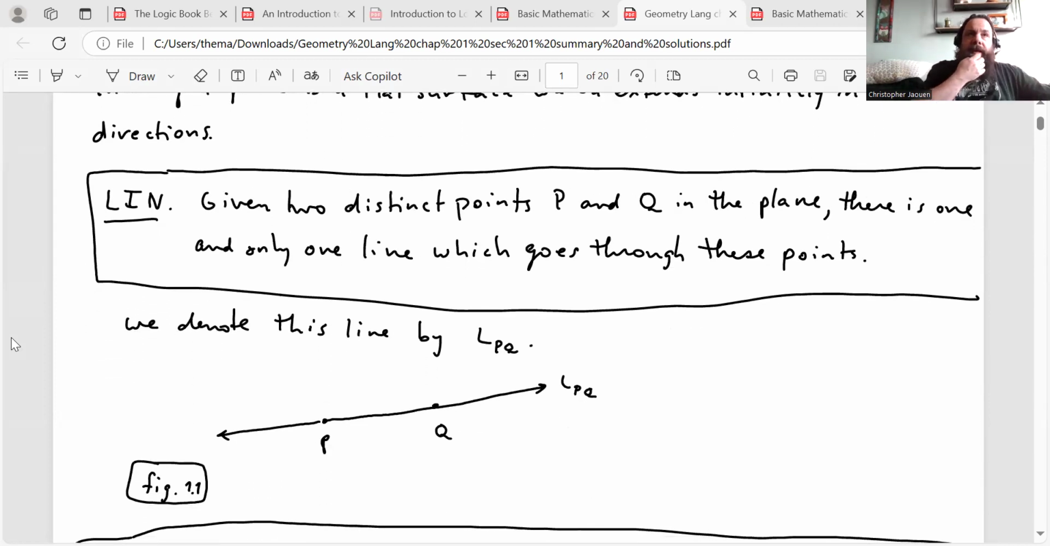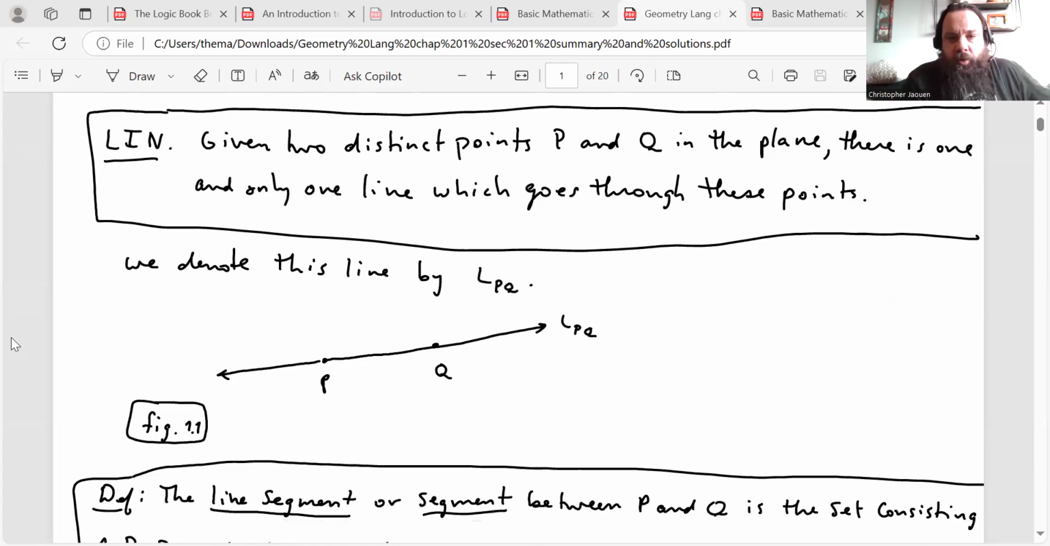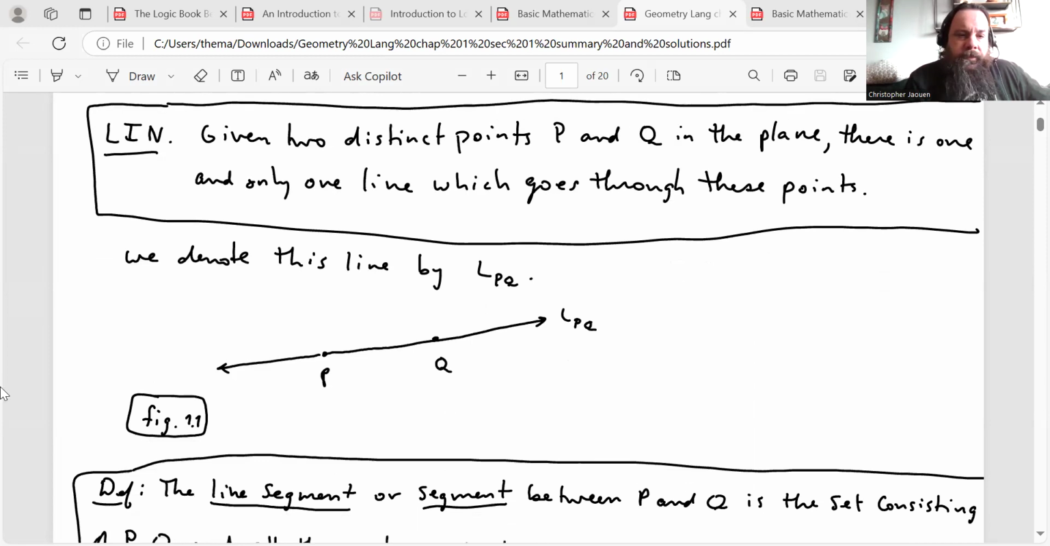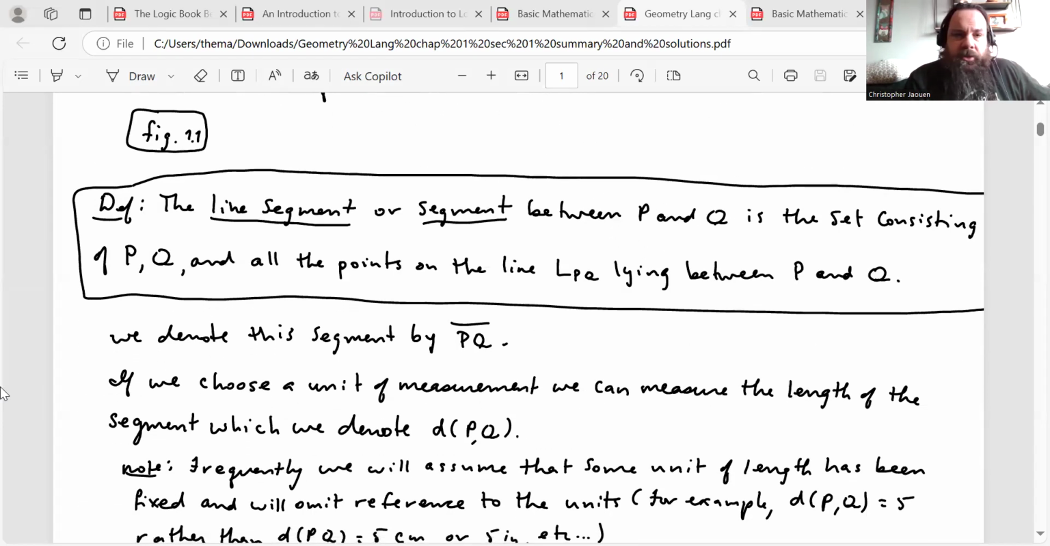an axiom here, which he denotes by LIN, I guess for line. Given two distinct points, P and Q, in the plane, there is one and only one line which goes through these points. And just as a note here, we denote this line by a capital L with subscript PQ. That notation means the line that passes through the points P and Q, like I have drawn in the picture here.